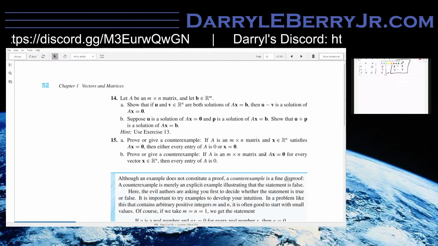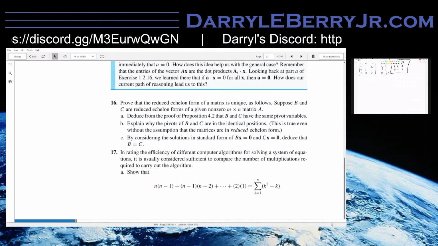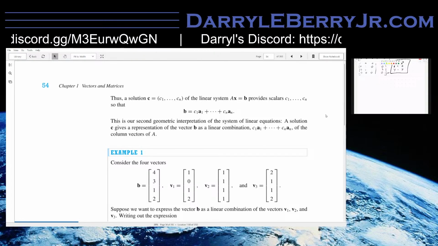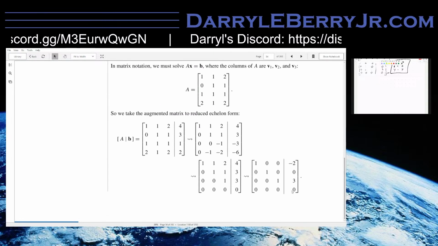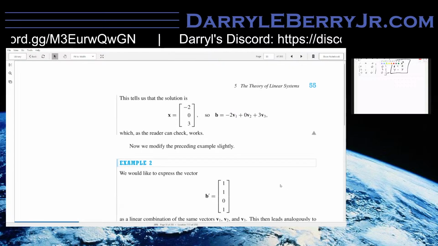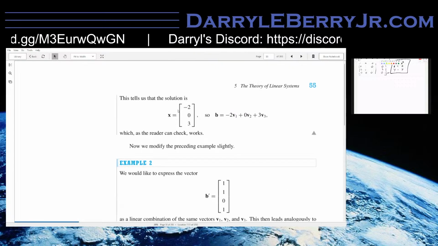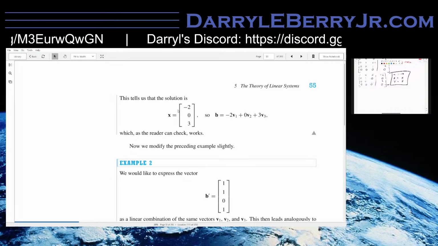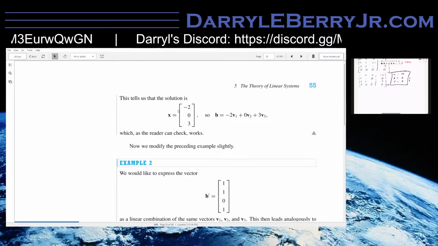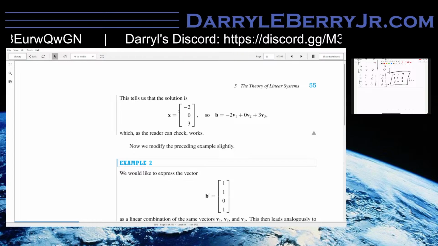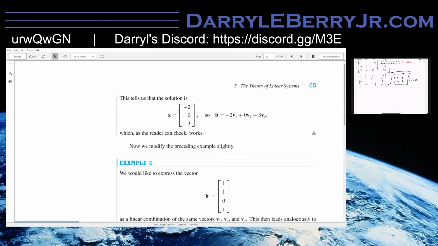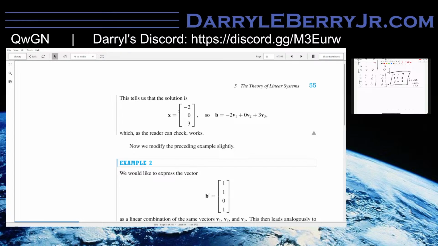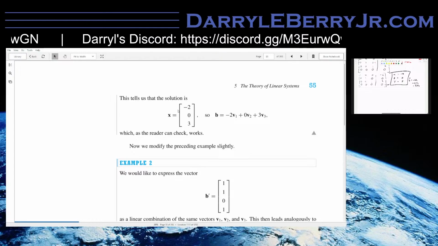In the book, at the last one, I need to put my mouse on a slower scroll. They did row operations as well, slightly differently than the ones I did, but we came up with the same answer. So they finalized it by saying the b vector equals negative 2v1 plus 0v2 plus 3v3. And technically, this would be our answer.